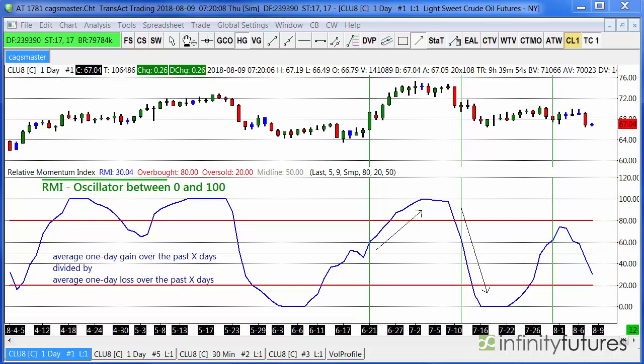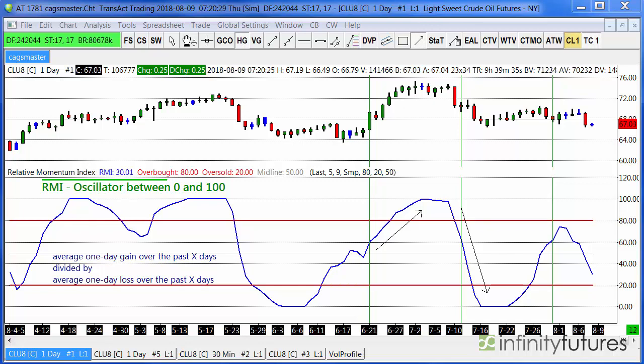Let's take a look at the Relative Momentum Index, not to be confused with the Relative Strength Index, RSI. The RMI is an oscillator, it oscillates between 0 and 100. And the calculation is relatively simple. It is a moving average, but it's a moving average of a ratio.